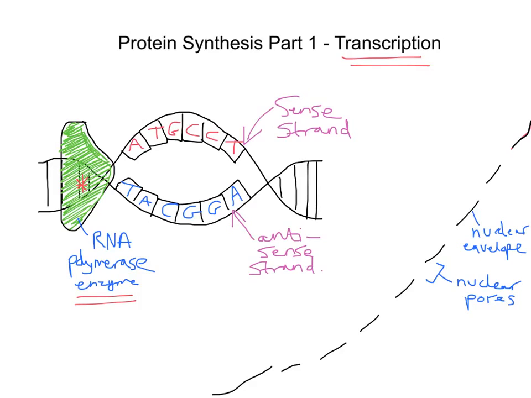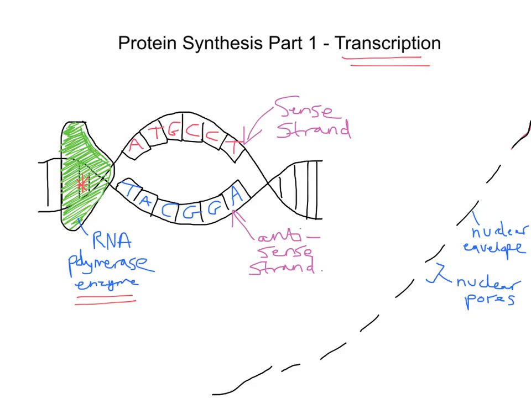So, once we've got RNA polymerase binding and the exposure of these DNA strands, the sense and the antisense strand, free RNA nucleotides in the nucleus pair with complementary bases on the antisense template strand of DNA.